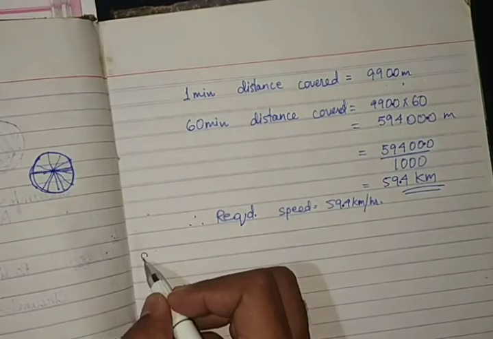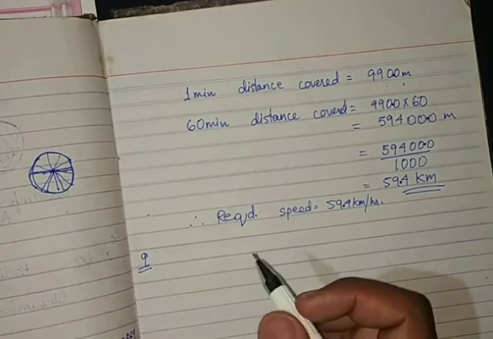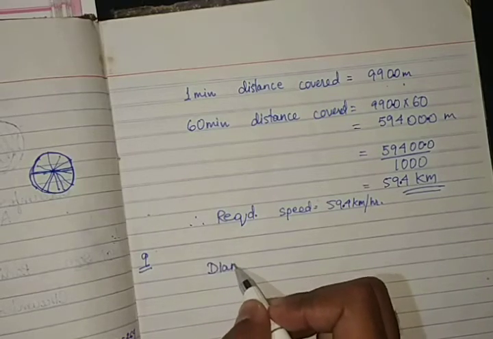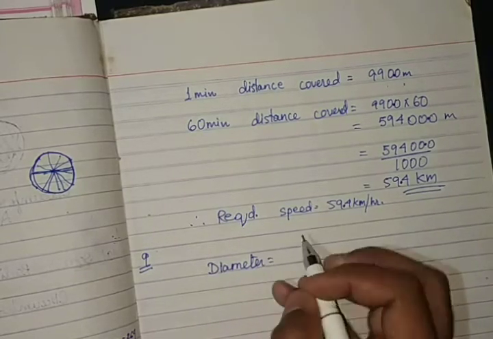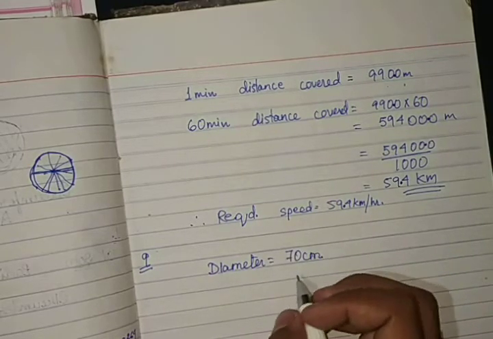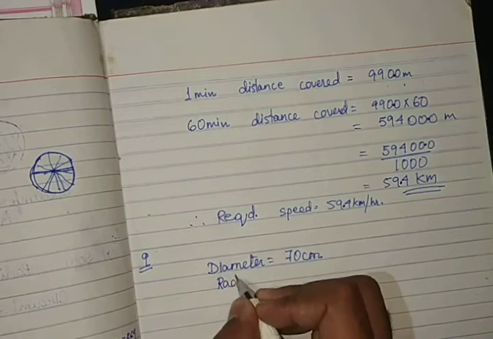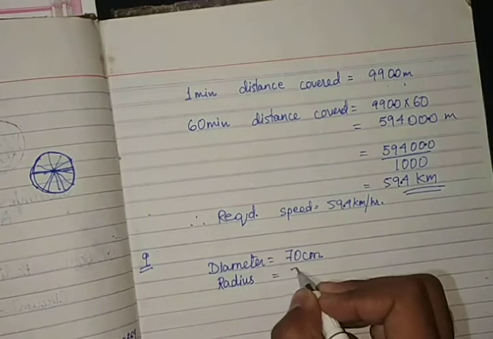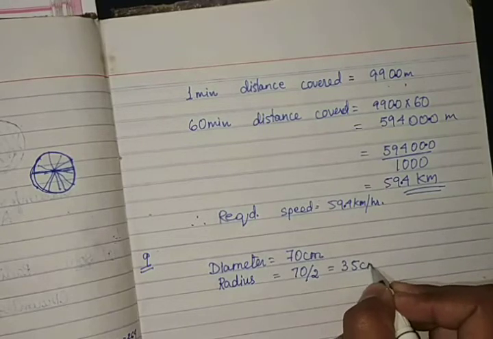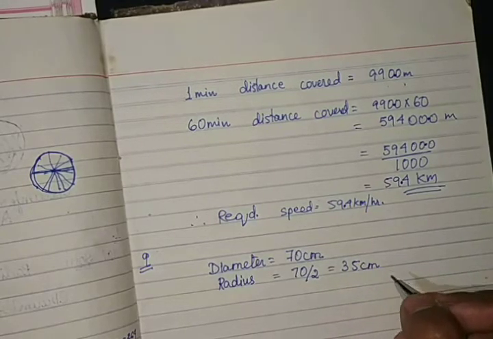Question number 9 says that a bicycle's wheel diameter is 70 centimeter. Means diameter is equal to 70 centimeter. Then we don't need the diameter, we need the radius. So radius will be 70 by 2, that is equal to 35 centimeter.